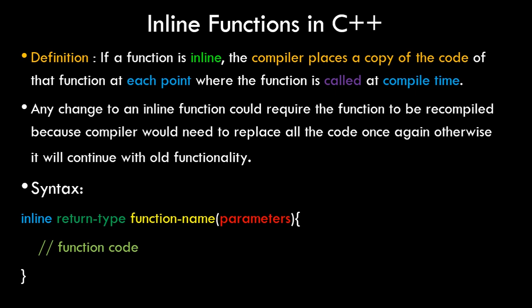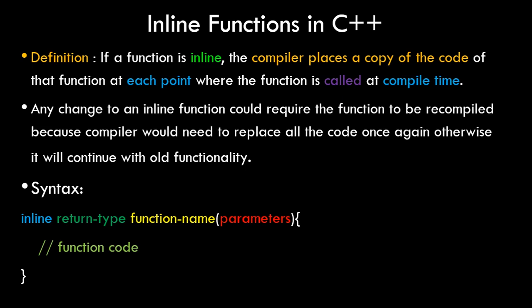Lastly, we have the syntax, wherein we just have to add a keyword, inline, before the return type. If you miss out or don't write this inline keyword, this function would be a normal function. So the only difference in the syntax between a normal function and an inline function is the keyword inline. We just read the theoretical aspect of what an inline function in C++ is, wherein the compiler places a copy of the code at every point where the function is called.